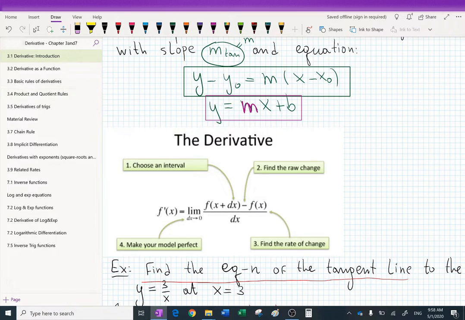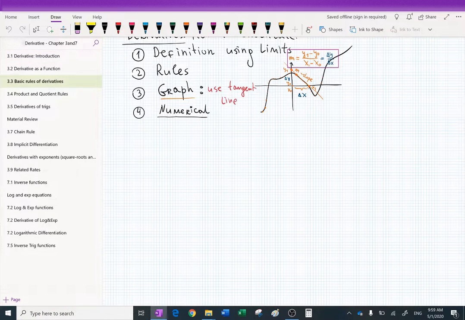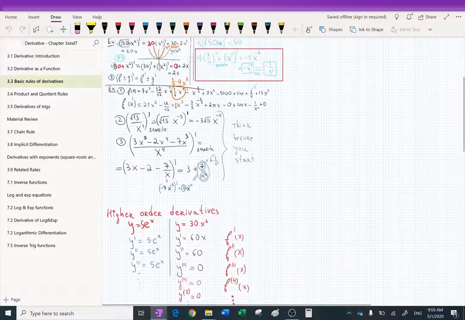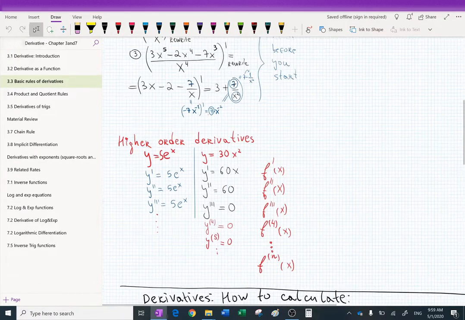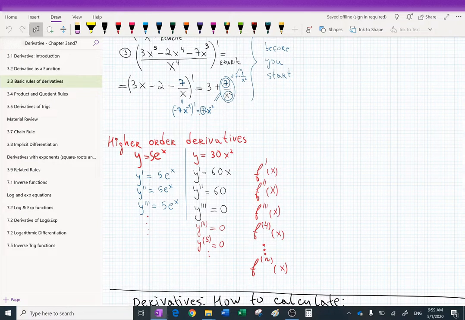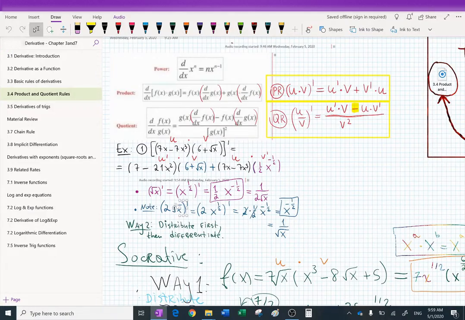And then as you can see on the left, we had tons of stuff to go through. Derivative as a function, basic rules of derivatives, that's the one you guys liked a lot, because basically we told you the power rule and those are simple ones. We also introduced higher order derivatives: f prime, f double prime, f triple prime. Then it switches to numbers: fourth derivative, fifth derivative, and so on. Product rule and quotient rule.